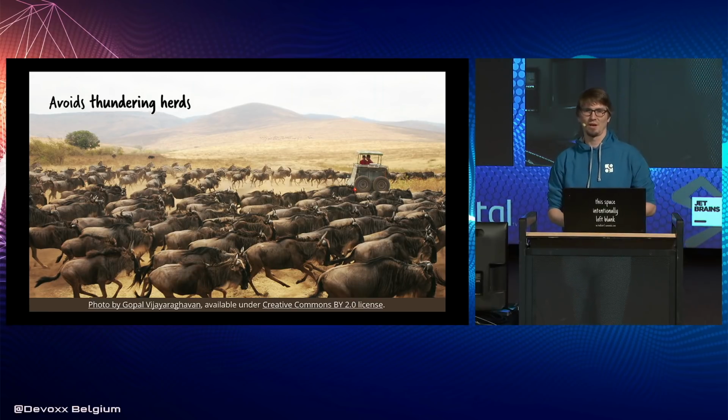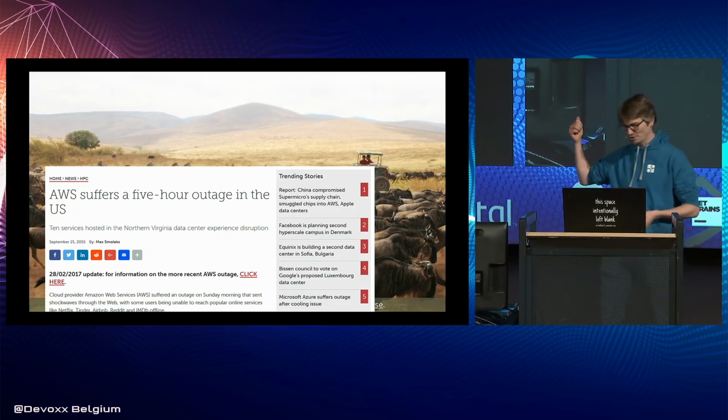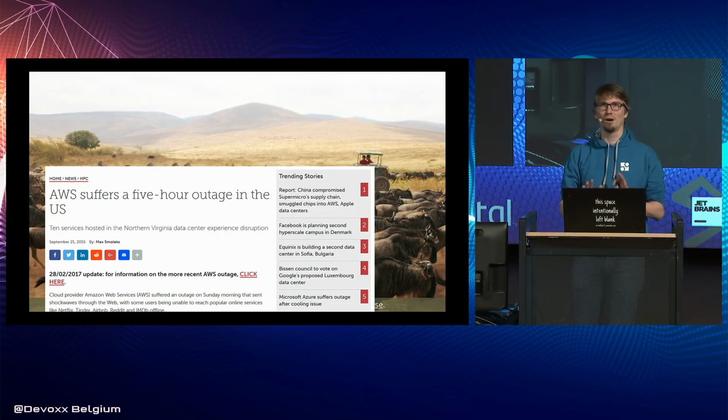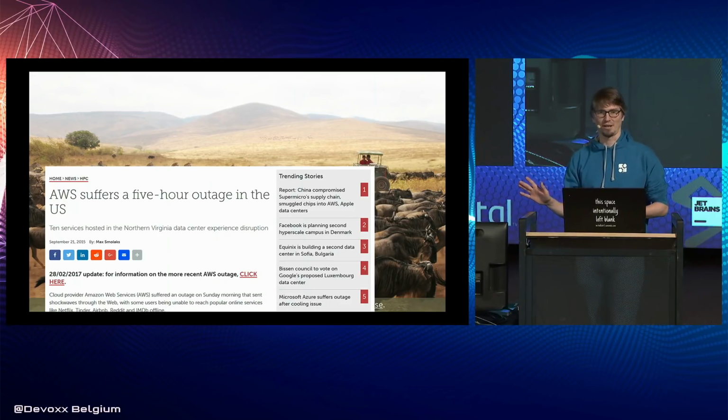One of the most well-known examples of that is actually one outage of AWS. A whole region went down for 5 hours in 2015.